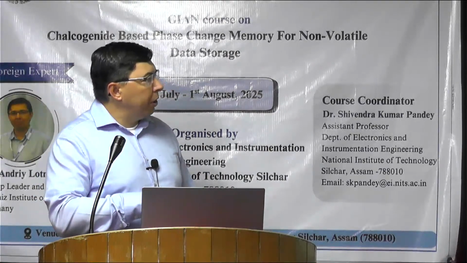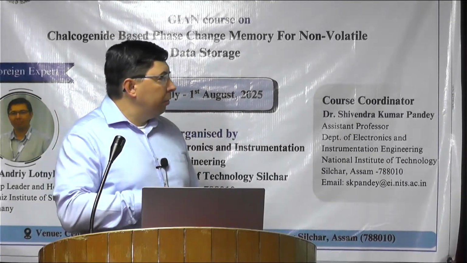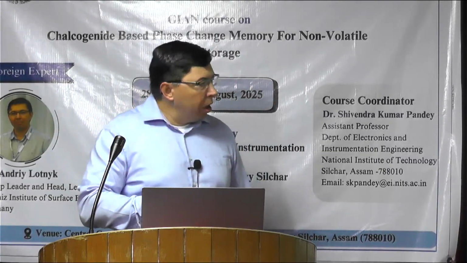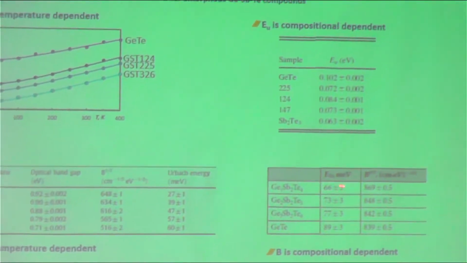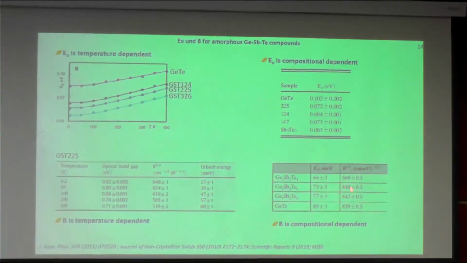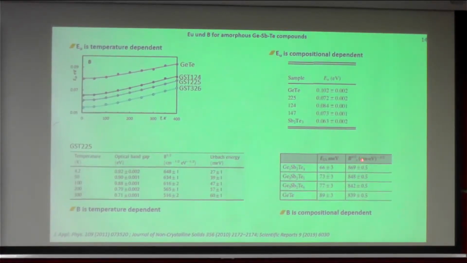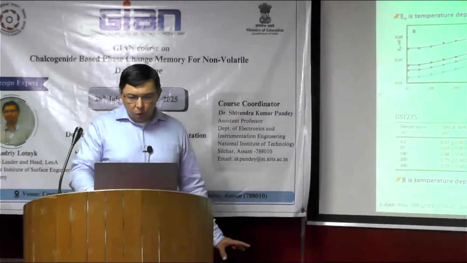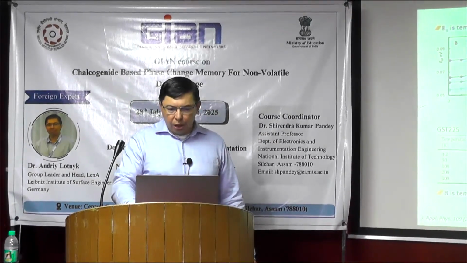Here, the Urbach energy is also increasing with the temperature. B is also compositional dependent. So for composition 1 to 4, it has low value here, and then it's decreasing to the germanium telluride. This is because these compositions contain more defects than germanium telluride. We will also tomorrow consider the local structure of different phase change materials.